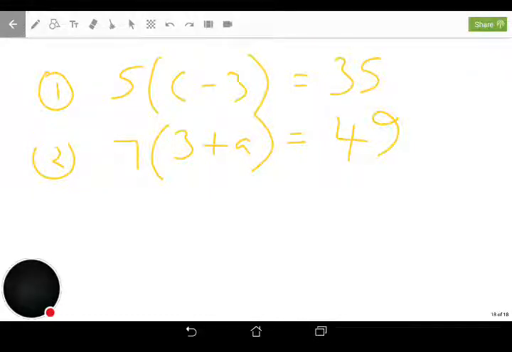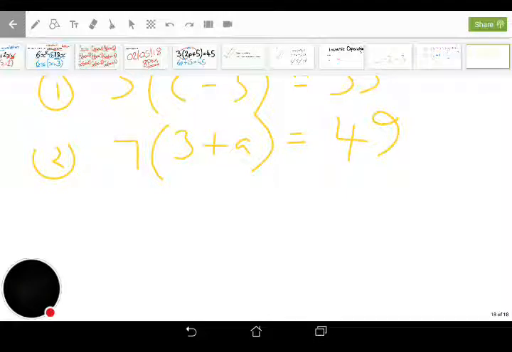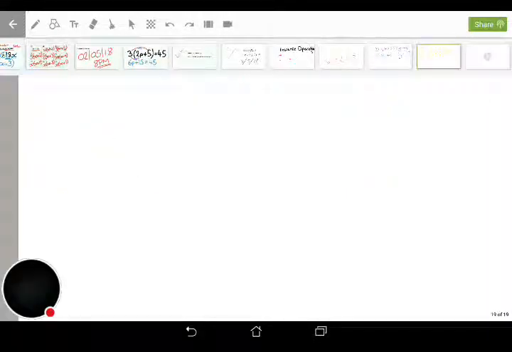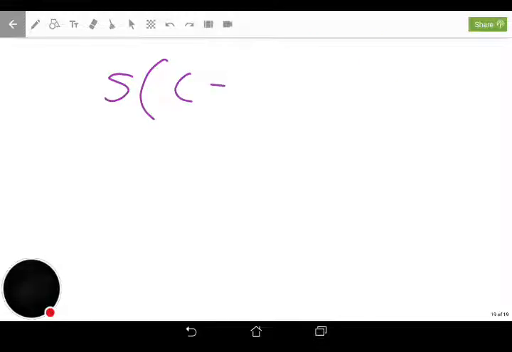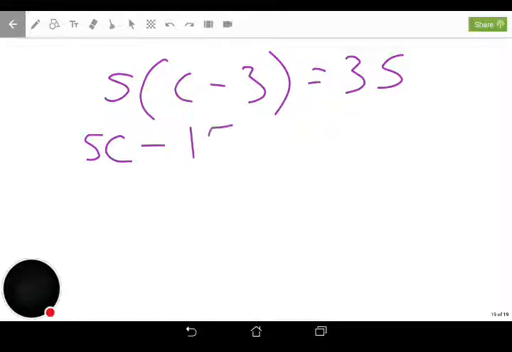Okay, let's just talk through the answers. And for the first question, which was 5(c − 3) = 35, we are going to expand the brackets. So 5 times c will give us 5c. 5 times minus 3 will be minus 15 because it's a plus times a minus, which leaves you with a minus, and we've got equals 35.